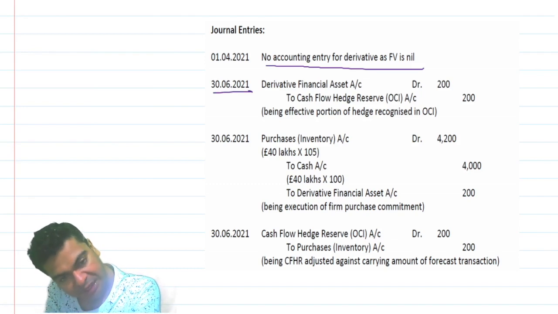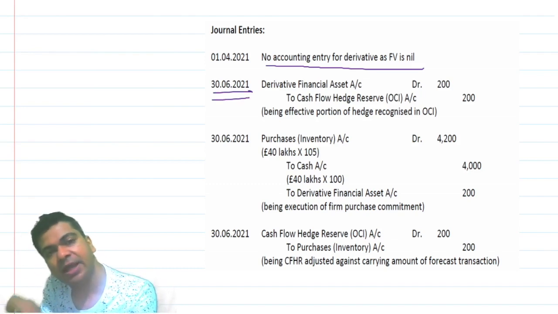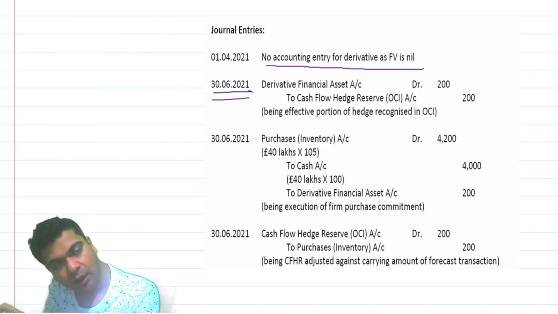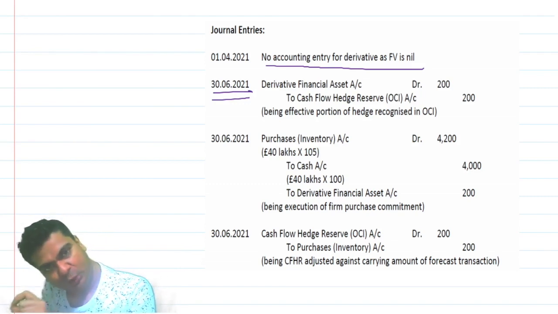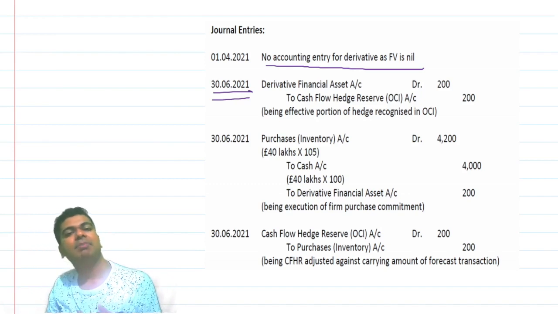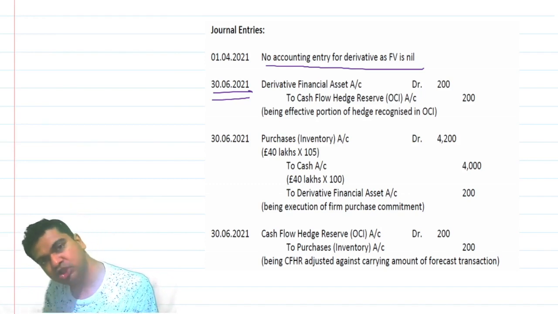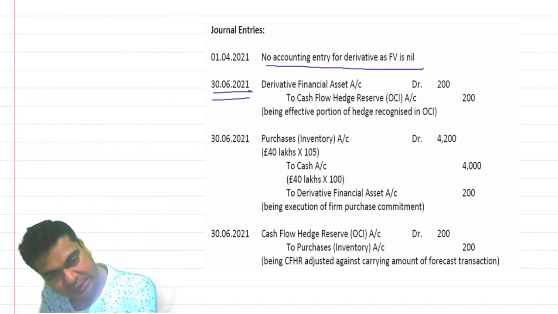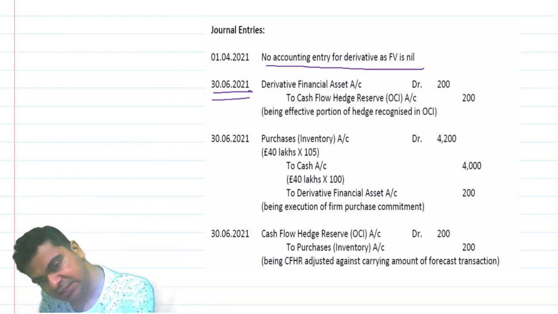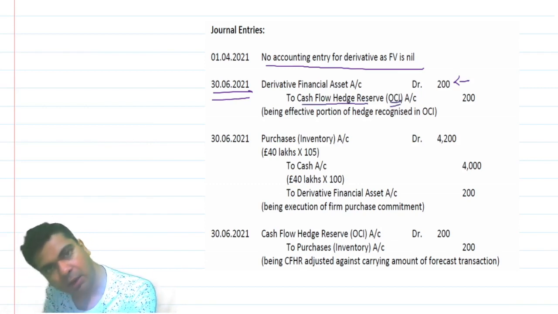Okay. On 30th June 2021, we realized that there is a fair value gain and this fair value gain will be transferred to the cash flow hedge reserve, and because it is completely offset by the fair value changes in the hedging instrument, it will be recognized in OCI. So I say derivative financial asset account debit 200 to cash flow hedge reserve. That's nothing but OCI.